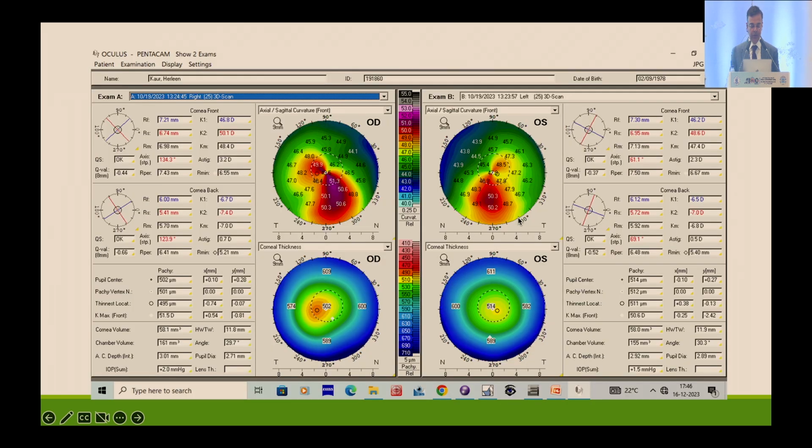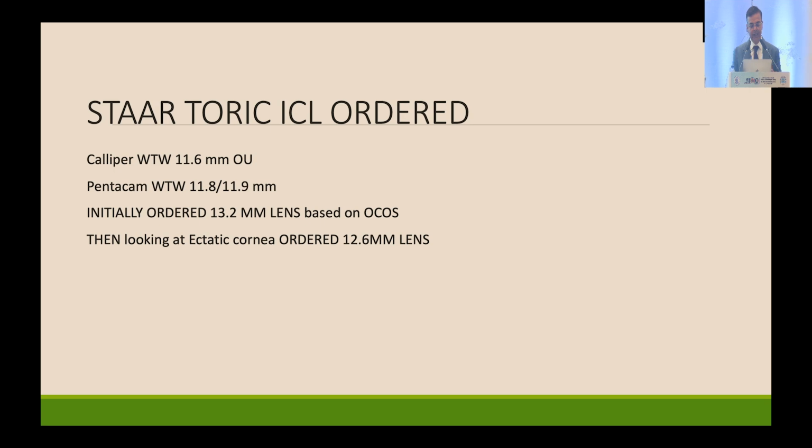And this was the cornea. We went ahead with deciding the ICL. Now the problem was that the white to white was 11.6, which was done with the caliper, and 11.8 on the Pentacam. For those of you who do the Star ICL, you'll realize that this is where the ICL size changes. If you have an 11.6, you'll have to go with a 12.6 lens, and if you have an 11.8, you'll go with a 13.2 lens.